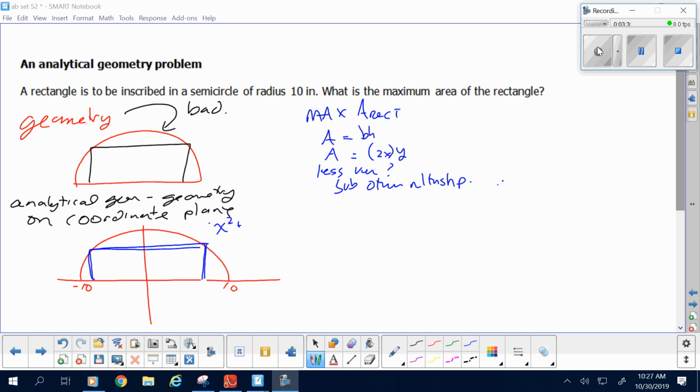x squared plus y squared is 100, right? Or y is plus or minus the square root of 100 minus x squared, or just plus? Just plus. We have a semicircle. It's the top half only. It's positive y's. So let's use, in place of y, root 100 minus x squared. You down? Cool. Okay, now, what do I do?